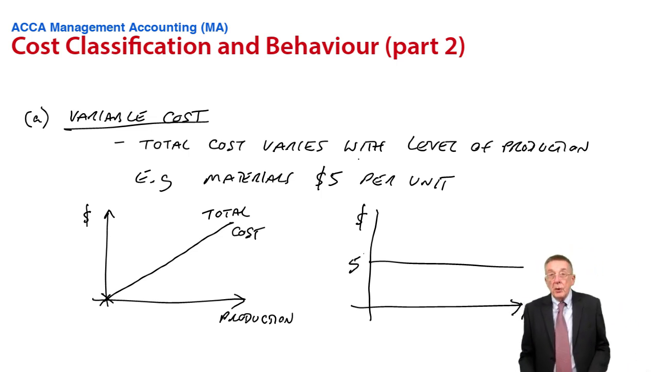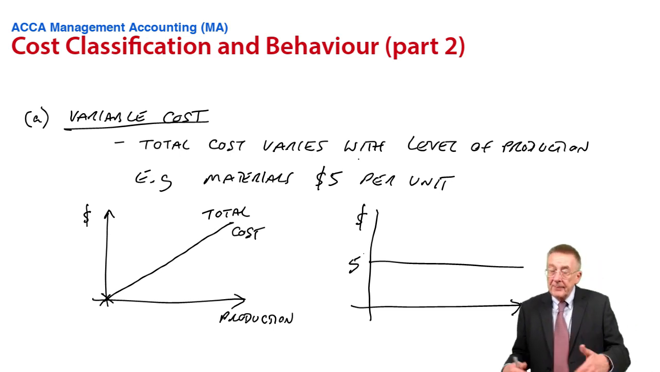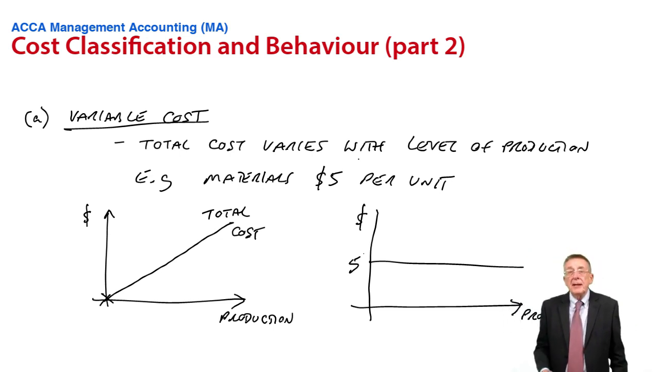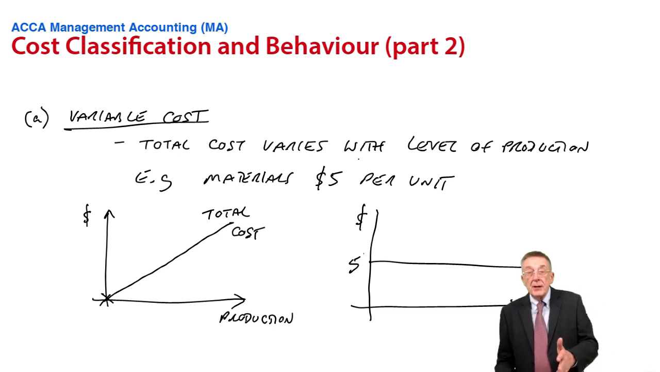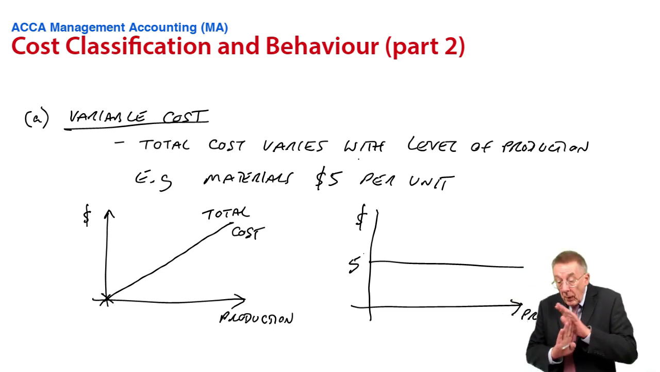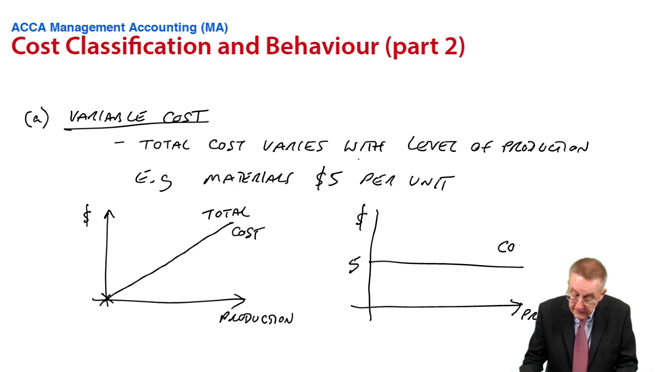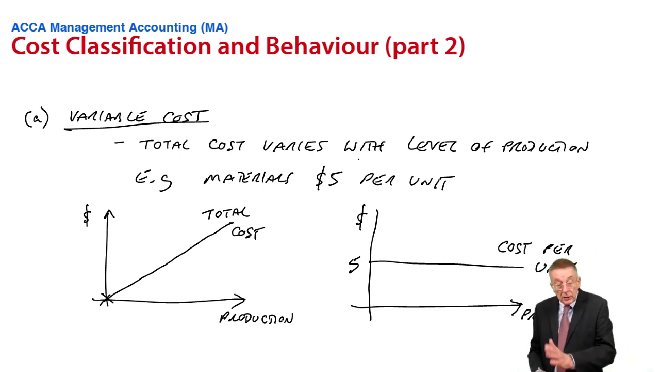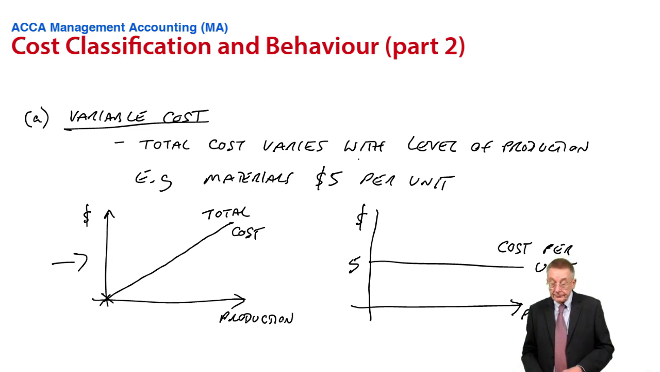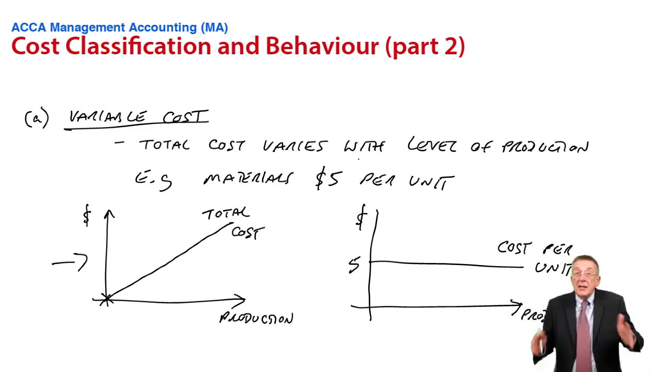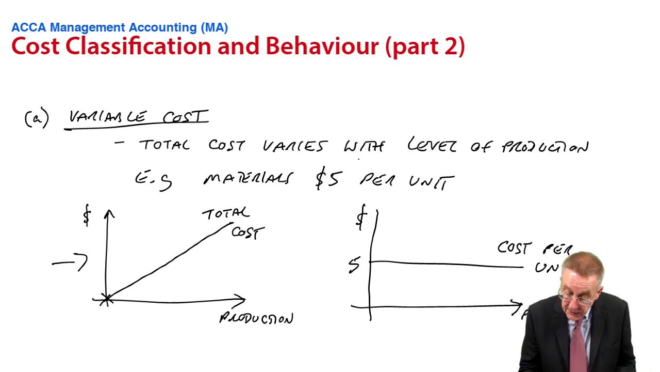Now, okay, there are situations where the cost per unit could change, if we produced a lot. For the moment, I'm not the slightest bit concerned. For the moment, for paper F2, something like materials, it's $5 a unit, however many we make. And as a result, the total cost, as I've just shown here, increases with the production. So that's fine. Things like materials, it's a variable cost.